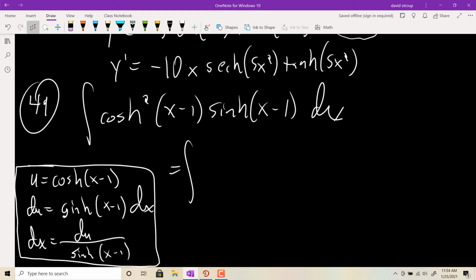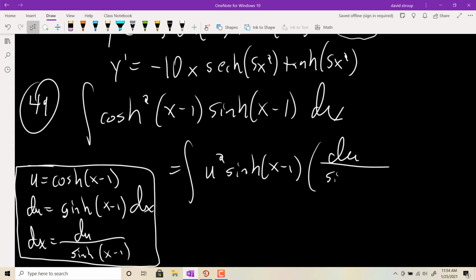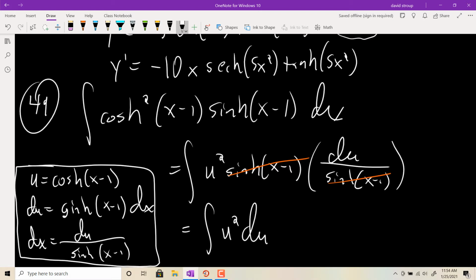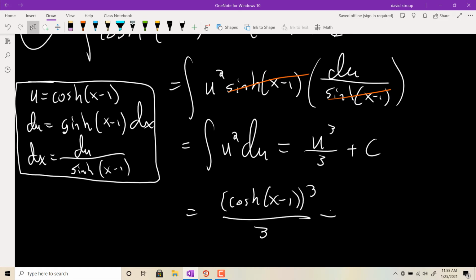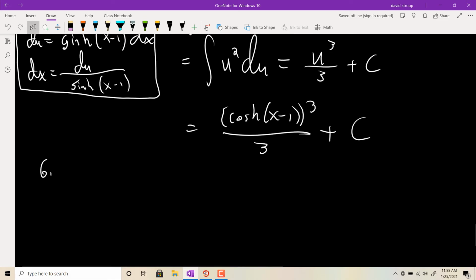Okay, so this will be the integral of u squared times sinh of x minus 1 times dx, which is now du all over sinh of x minus 1. So those sinh will magically go away, right? And you're just left with a nice power rule on the u squared. So that will end up being u cubed over 3 plus c. And of course you have to back sub it. So we get cosh of x minus 1 cubed over 3 plus c. Be perfectly acceptable. Okay, so 6.1 then is the beginning of differential equations.